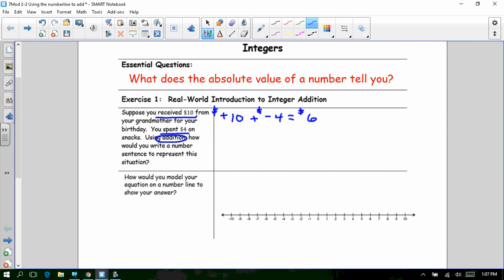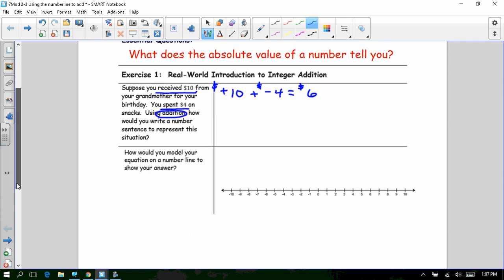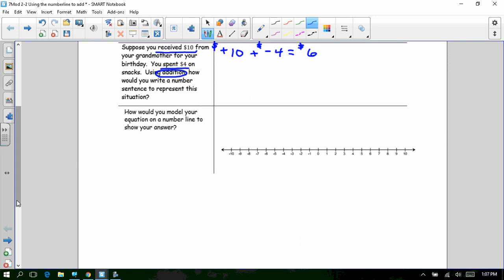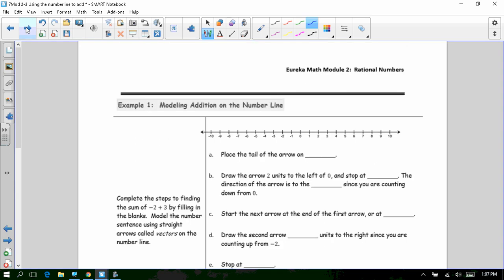How would you do this on a number line? Based off of what we did yesterday, we're going to start at 0, and we're going to go to the right 10, because there's my $10 I got from Grandma. And then I'm going to come back 4, and I'm going to end right here. I came back 4, and I ended at 6. And there it is on our number line. Just a quick review from what we did yesterday. All right, well, example 1. Let's keep doing this, and let's make sure we have this whole idea down really solidly.